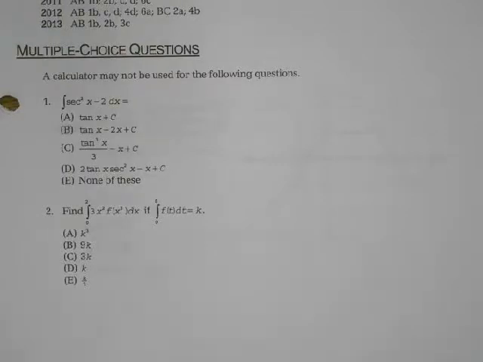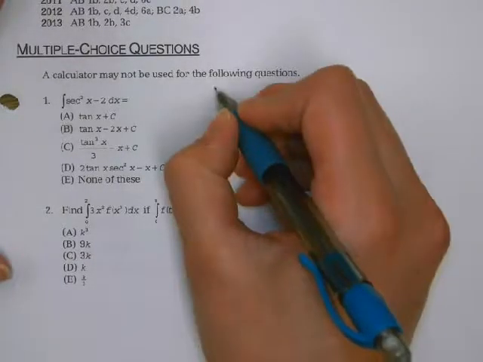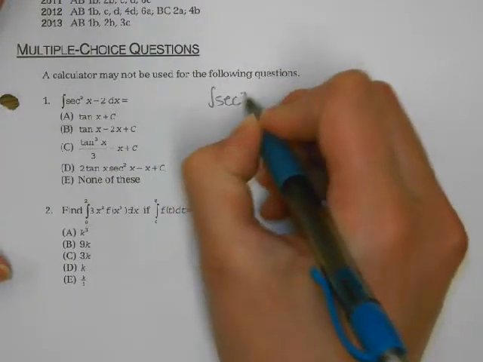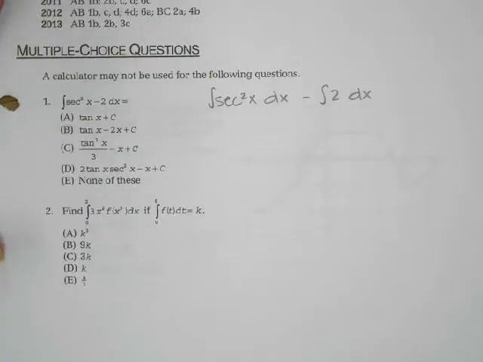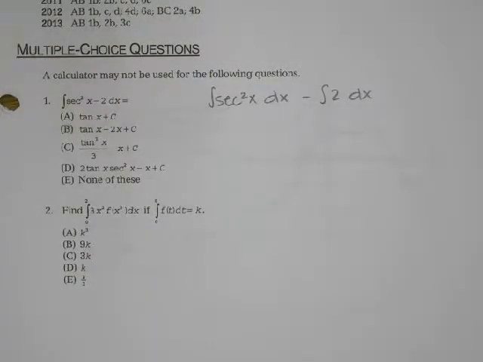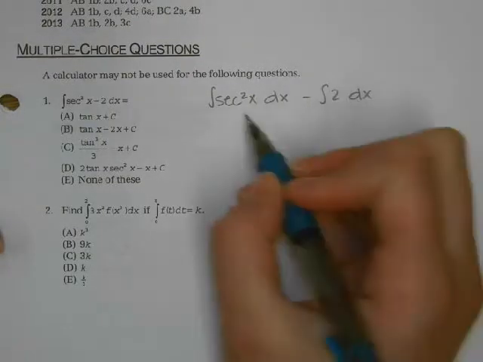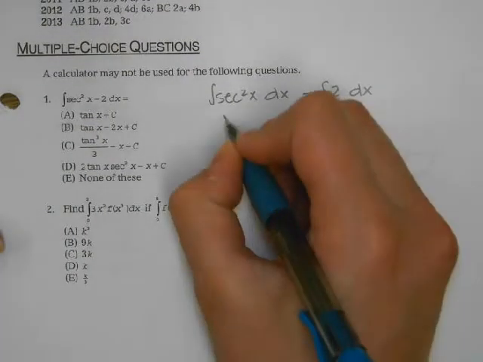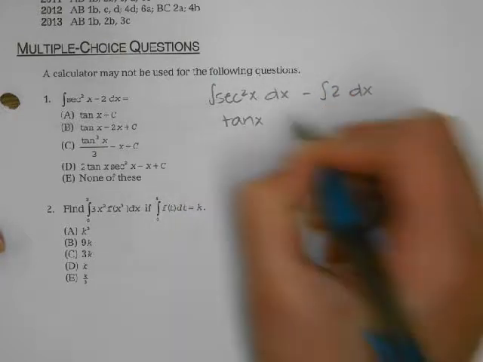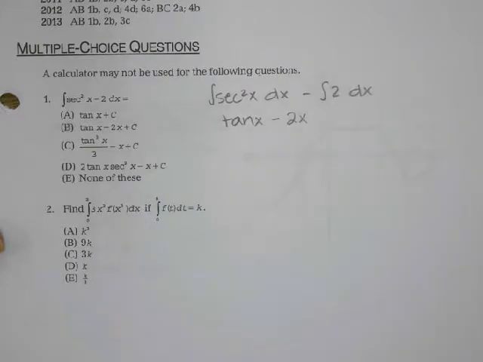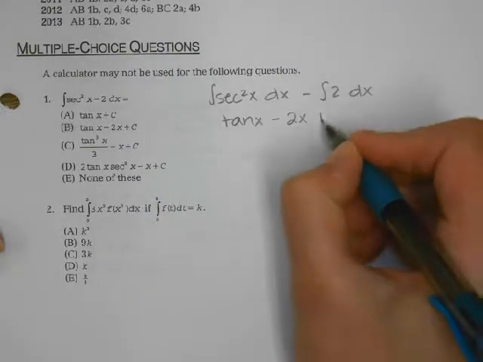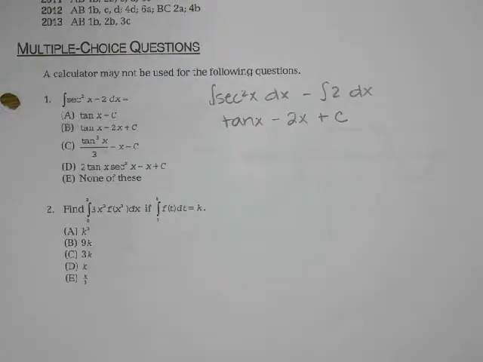Alright, so we need to find the integral of secant squared x minus 2 dx. I would say it's not a bad idea when your integral has more than one piece to break them up, just to make sure that you get every single piece and you don't miss one. So the integral of secant squared dx is tan x, and then the integral of 2 is 2x. And since these are indefinite integrals, I have to make sure to put my constant on the end.